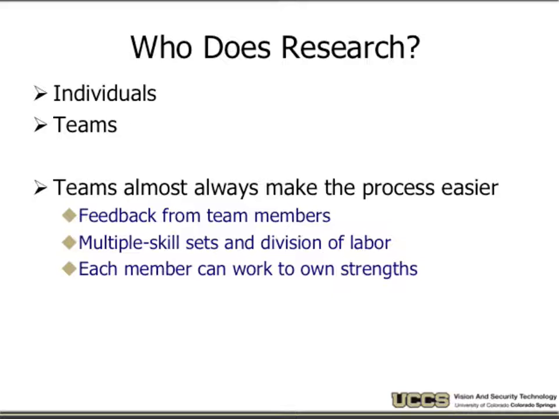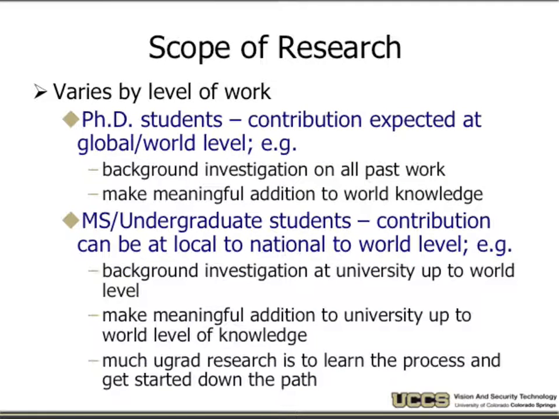So when you think about doing research as you're pursuing your career, think about not just what you can do, but who's got a good team that you might be a part of and how you might be able to work across those. So as I said, the scopes of research, or what you do as a researcher, is a little bit different. For PhD students, we have higher expectations. You're expected to really contribute at the global, at the world level. You're going to be doing background investigations on all past work, not just 1 or 2 past papers that you found relevant, but all the past relevant work. And you're going to be making meaningful additions to the world's knowledge. You're going to be publishing on the world stage. It doesn't matter that you're here at UCCS. The world's your stage, and that's where you will perform.